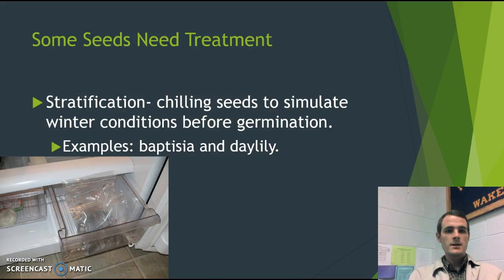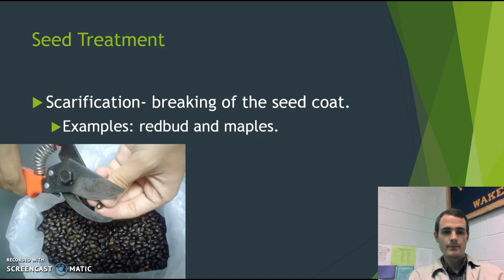So some seeds need treatment. Two concepts that we'll do a demonstration of and work on in class are stratification and then scarification. Stratification is chilling seeds to simulate winter conditions before germination. Basically, you're doing nothing more than taking these seeds and putting them in a baggie in the refrigerator. It'd be in the refrigerator about 60 to 90 days, and it simulates that winter chill that it would get if it was in nature or in the wild. Some examples are baptisia and daylilies.